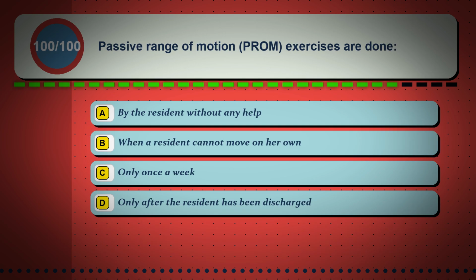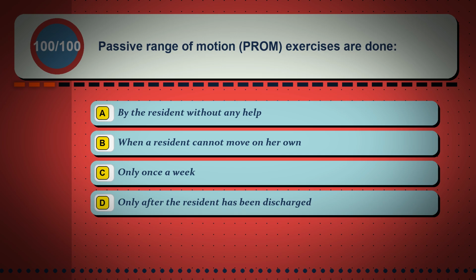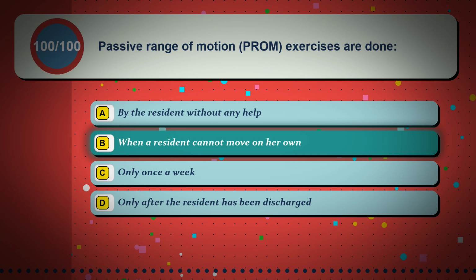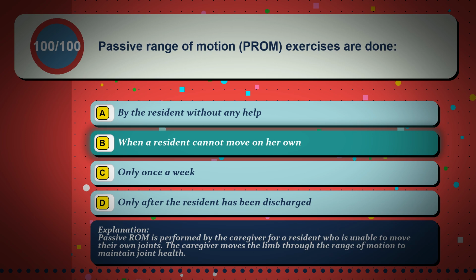Question 100. Passive range of motion, PROM, exercises are done: Option A, by the resident without any help. Option B, when a resident cannot move on her own. Option C, only once a week. Option D, only after the resident has been discharged. The correct answer is option B, when a resident cannot move on her own. Passive ROM is performed by the caregiver for a resident who is unable to move their own joints. The caregiver moves the limb through the range of motion to maintain joint health.